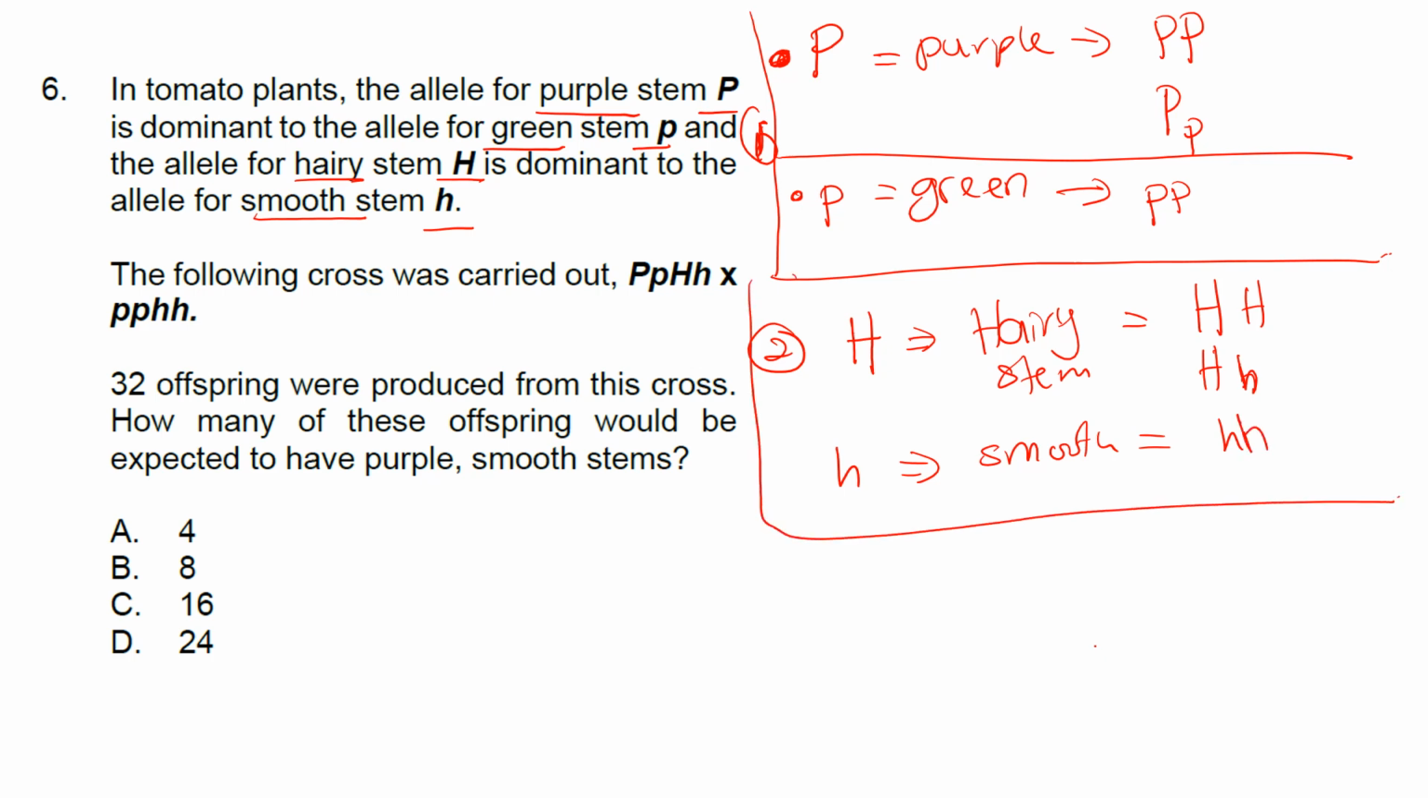So the question: the following cross was carried out, which is the cross between an individual with this genotype and another individual with this genotype. 32 offspring were produced from this cross. How many of these offspring will be expected to have purple smooth? Purple smooth. So smooth must be homozygous recessive. Purple can either be homozygous dominant or heterozygous. So you have to do a cross.